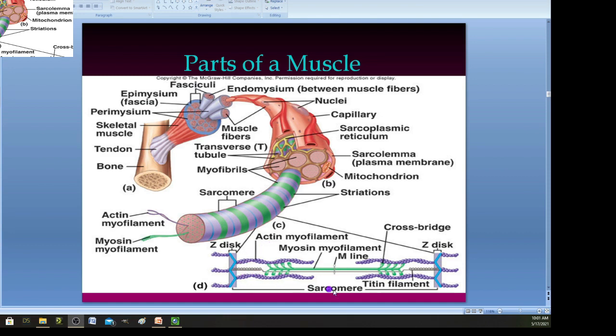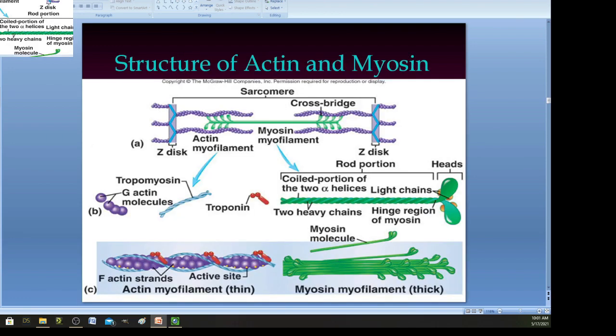Now what's going to happen is this sarcomere is going to shorten. And when all millions of sarcomeres shorten, your muscle contracts. Let's look at this a little closer. I've got another slide here that's going to show us a sarcomere. And so the sarcomere consists of actin, which are these like purple little beads. So the actin protein.